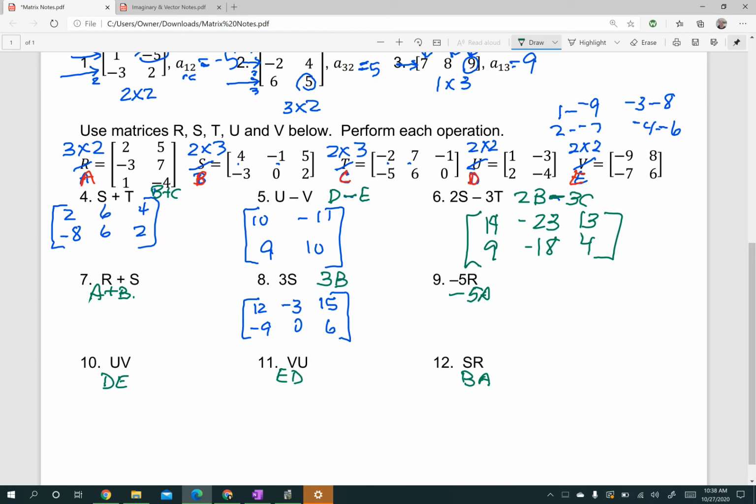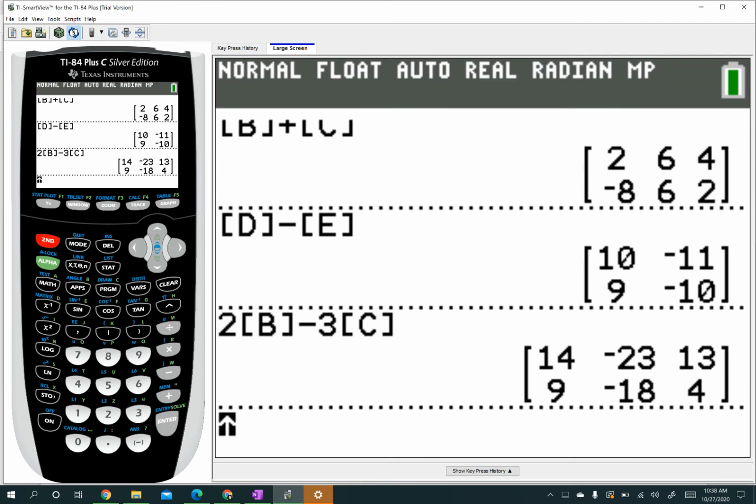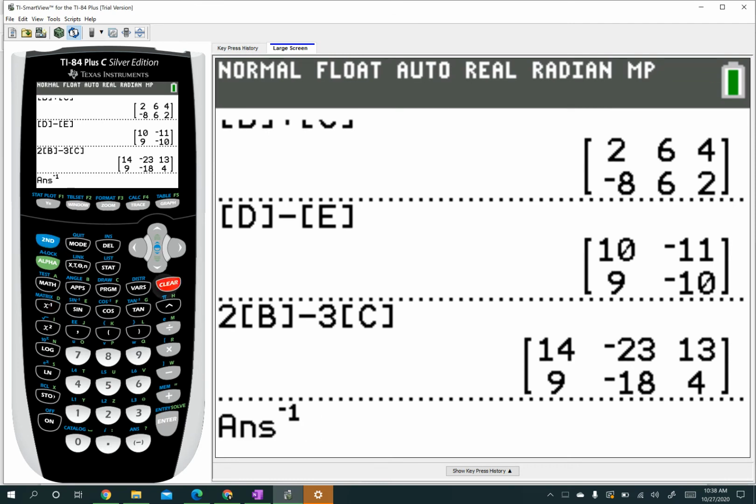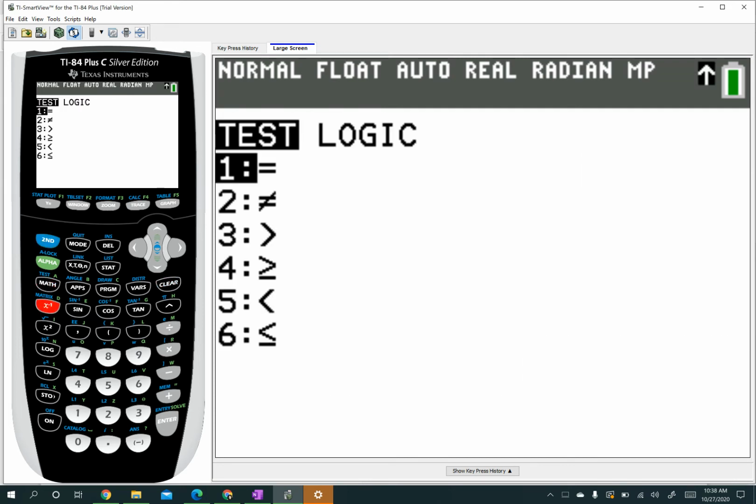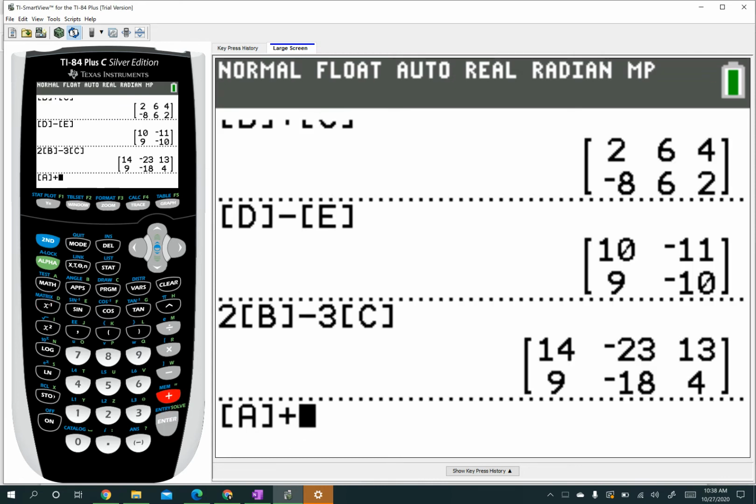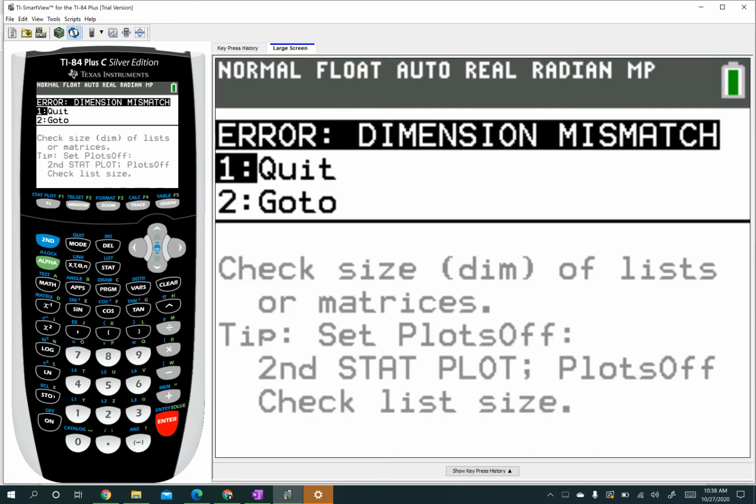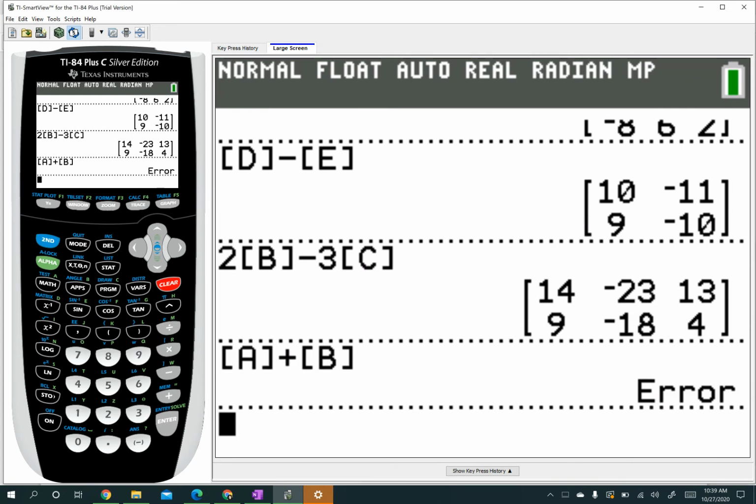Okay? Now, in A plus B, you can look at these and tell they're not the same size. A 3 by 2 and a 2 by 3 are not the same size because they don't have things in the same position. So this is undefined. If we put this in our calculator, you would see that when we do matrix A plus matrix B, it will tell us that the dimensions don't match and that we can't do that, okay? It says check the size of the matrices because they're telling us that those don't match and that that won't work, okay? All right, so then there's an error.